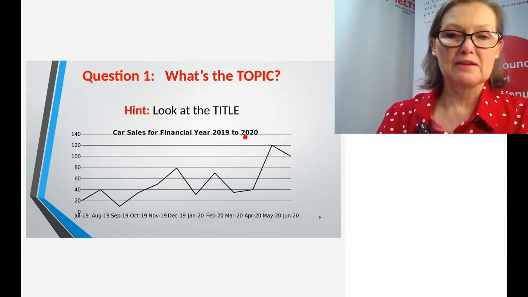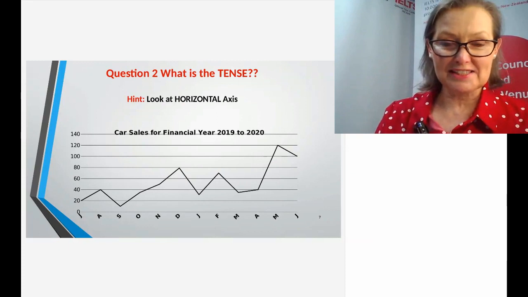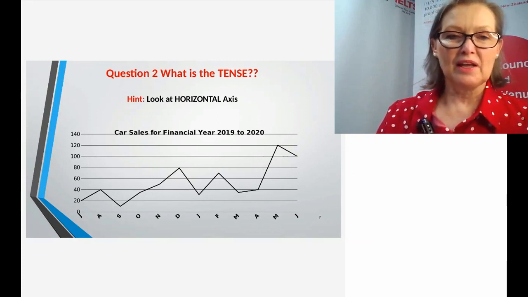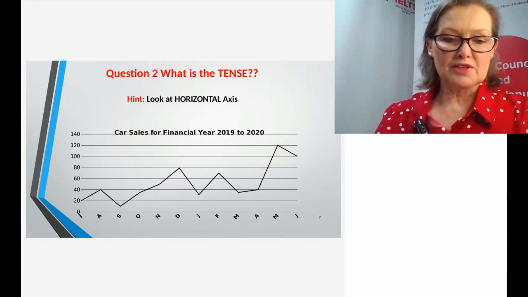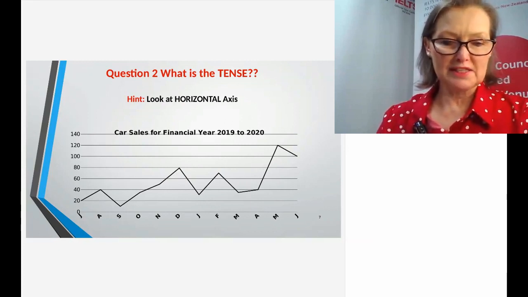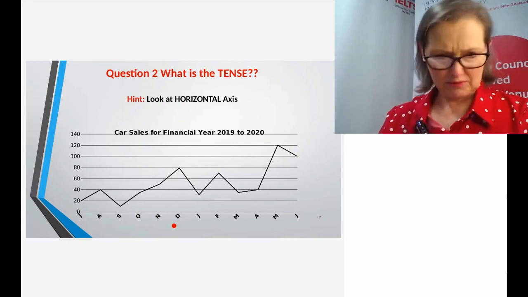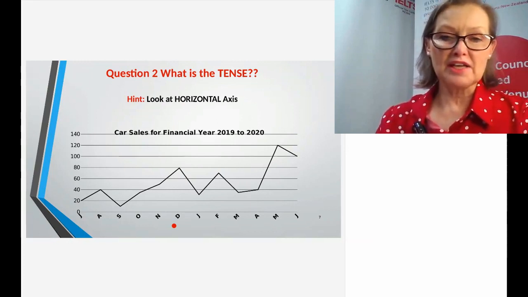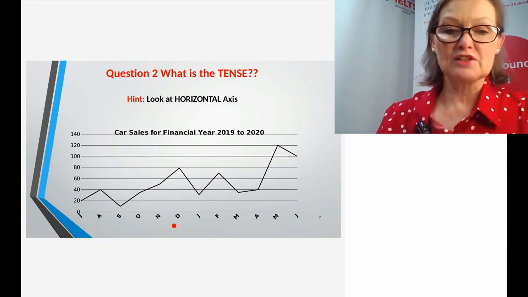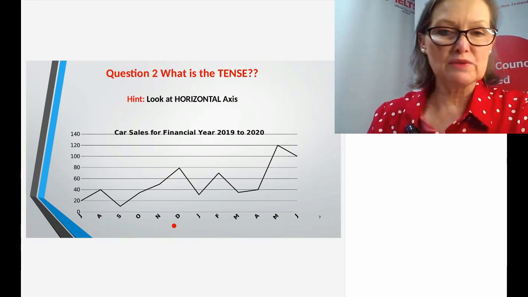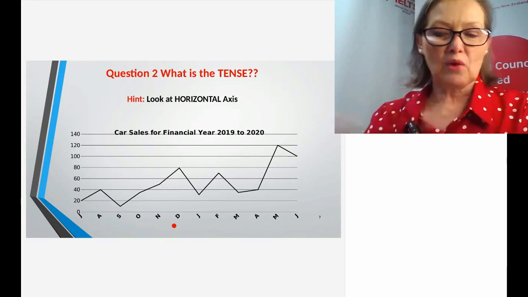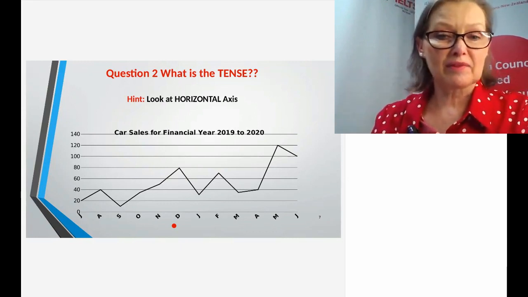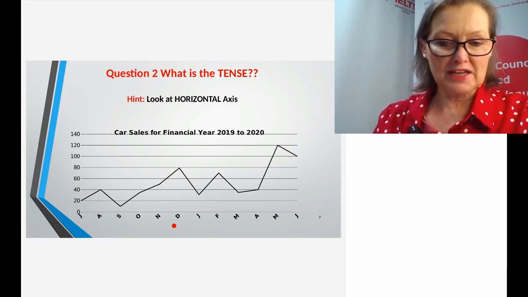Question number 2. What's the tense? Now, most often in line graphs, your tense is found at the bottom of your graph. So if you have a look along the bottom line, we can see January, February, or what was July, August, September, and our dates at the top tell us 2019, 2020. So we have to write this graph in what tense? Would you choose past tense? Yes, this graph we would write in past tense.